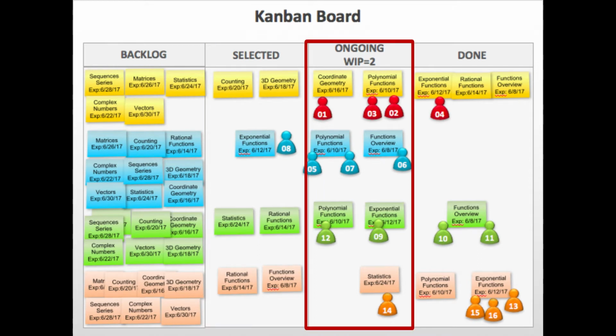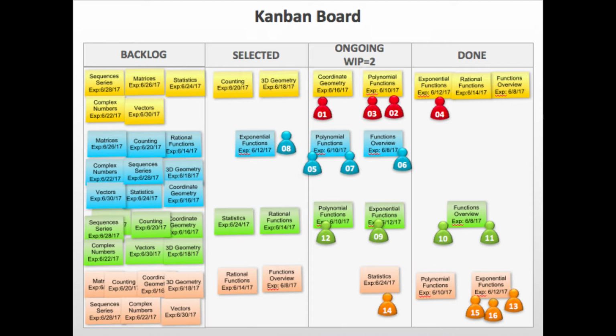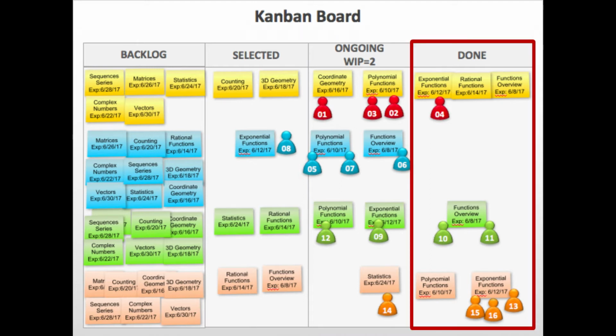Ongoing column includes lessons currently being learned and discussed by the team of students. Done are lists of completed lessons and lessons where students are currently being tested. In case the students failed in the test, the lessons will be returned in the backlog column.